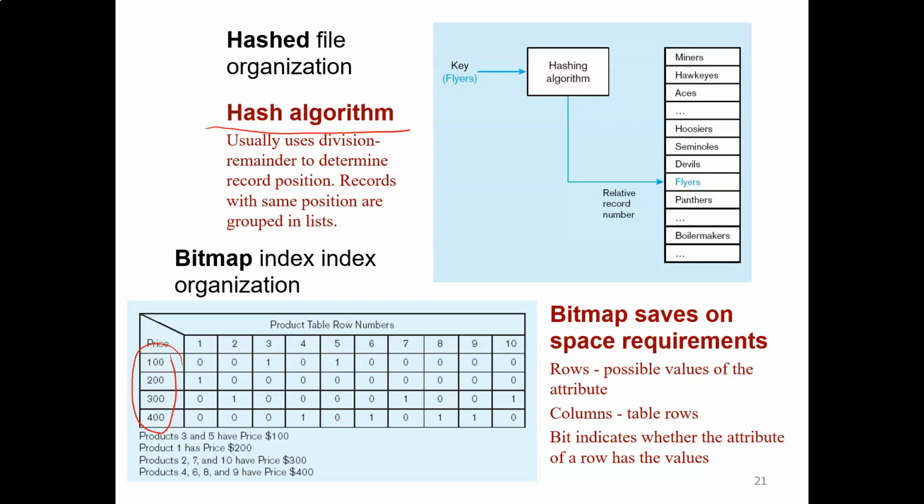For example, for product 1, the price is 100, so you put 1 bit here. For product 2, the price is 300, so you put a 1 here. For product 3, it's 100. So you put a 1 here, right? For product number 7, the 1 is in the row of 300. That means the price is 300. The bitmap index is very efficient because you're only processing 1 bit of information.